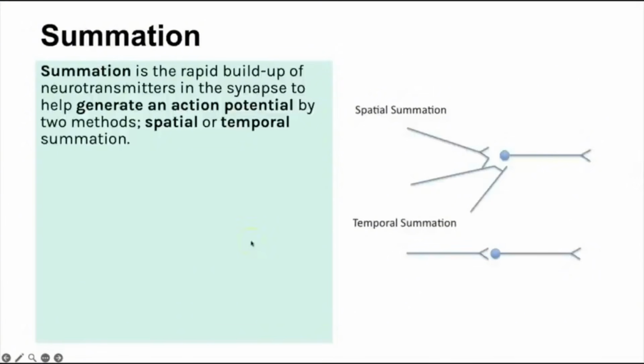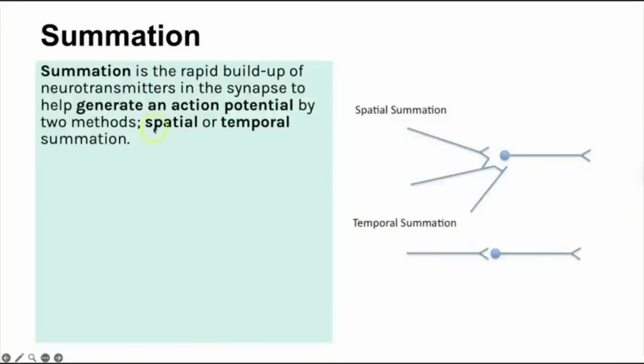Summation is what happens at a synapse, and it's the rapid buildup of neurotransmitter in the synapse to help generate an action potential, because we have to have enough neurotransmitter to cause enough sodium ion channels to open for enough sodium ions to diffuse in to trigger and generate that action potential.